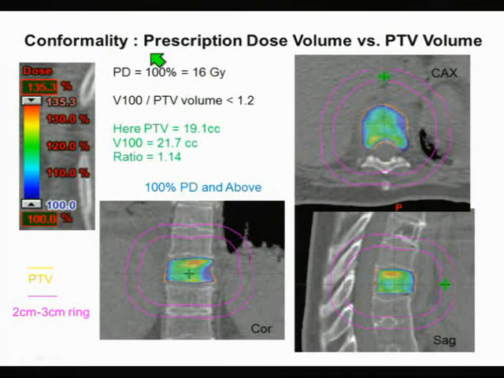The conformality, prescription dose volume versus PTV volume, is required to be less than 1.2. Here I got a ratio of 1.14, which also meets the criterion. So basically your volume covered by the prescription dose is less than 1.2 times the PTV volume.